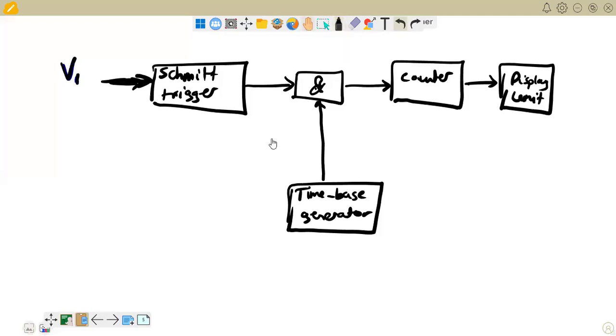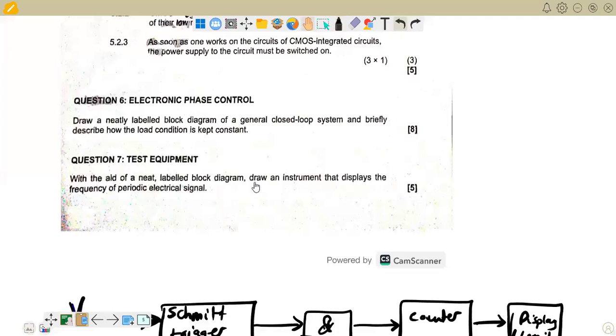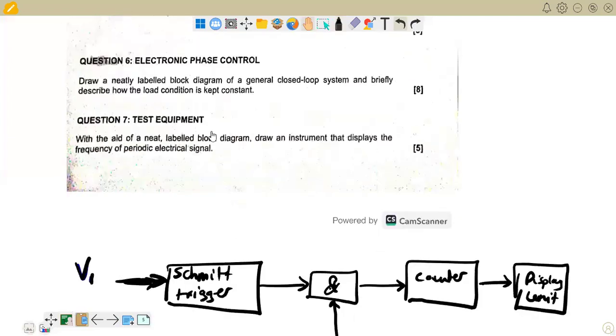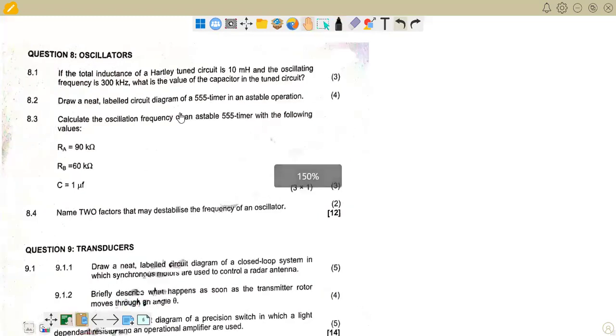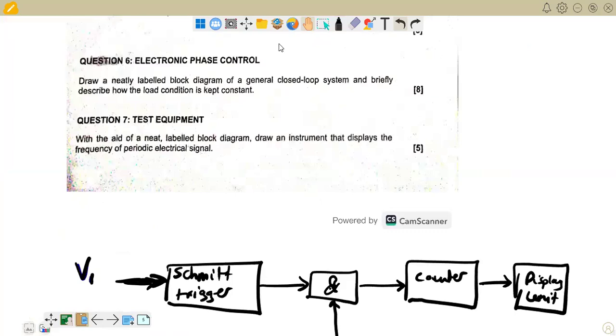So we are now on question number 8. It says, if the total inductance of a Hartley tuned circuit is 10 millihenries and the oscillating frequency is 300 kilohertz, what is the value of the capacitor in the tuned circuit? Did I not skip a question there on question number 7? Apparently none. All right, let's go to 8.